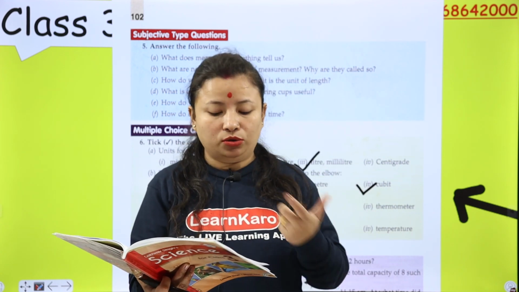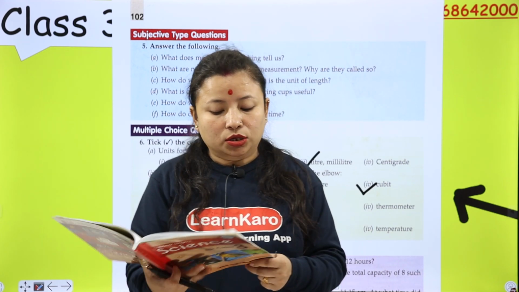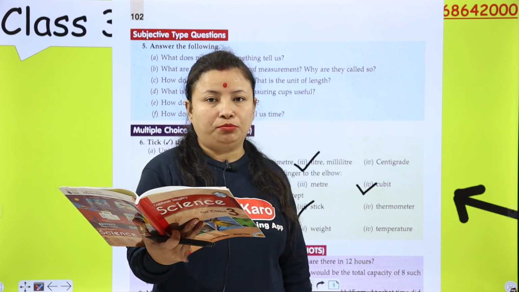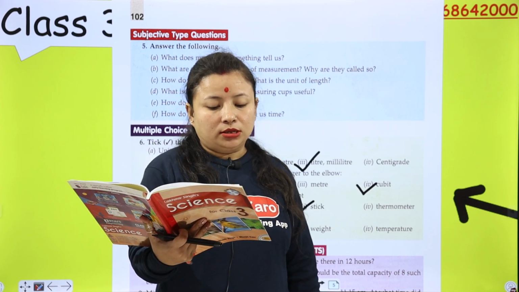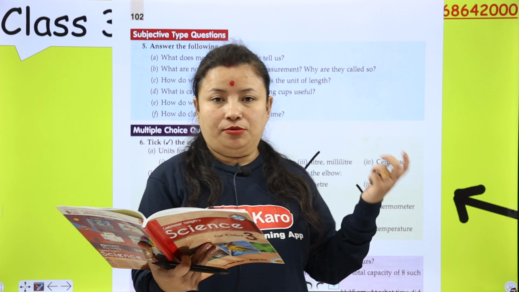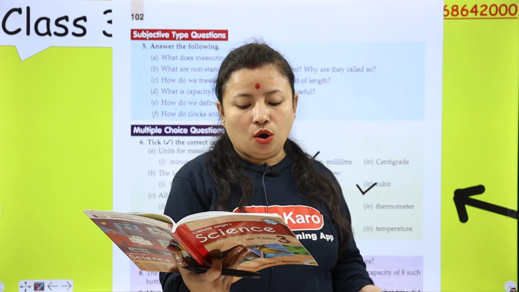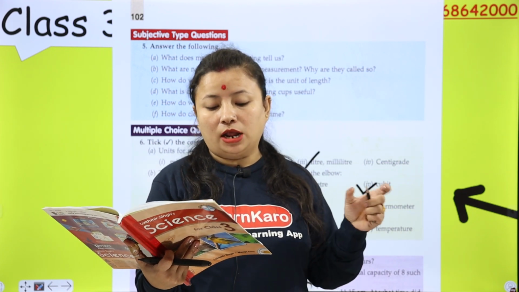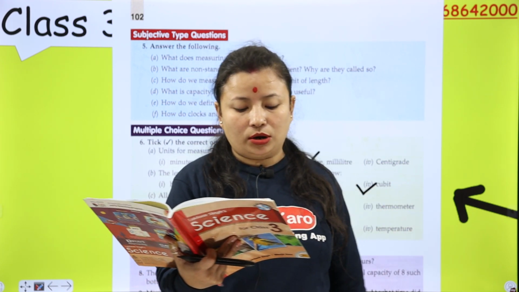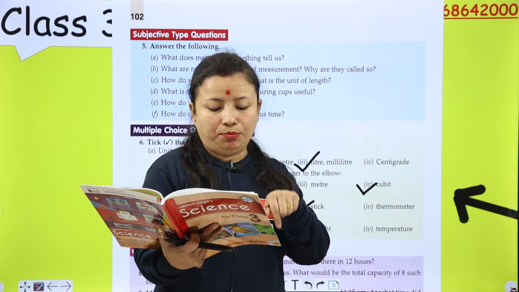How are measuring cups useful? Measuring cups are used to measure liquids. Measuring cups are made of clear glass or plastic. They have markings on the outside and a handle and spout for easy pouring.